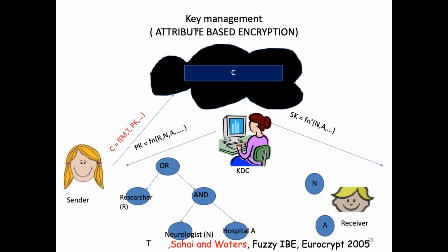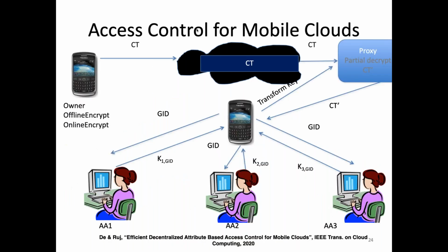The main idea is that when the sender encrypts the message using the policy as well as the public keys, the receiver can decrypt it only if it has a matching policy. For example, it has this policy N and A. If you see that this AND condition is satisfied and this OR condition is satisfied, this means that this receiver will be able to decrypt the message M and get back whatever it had asked for.